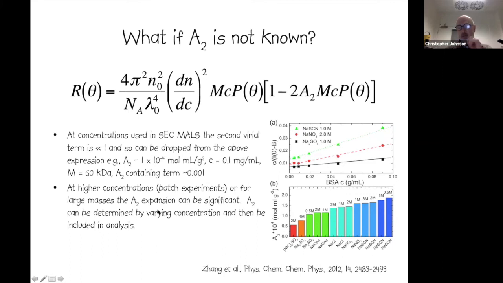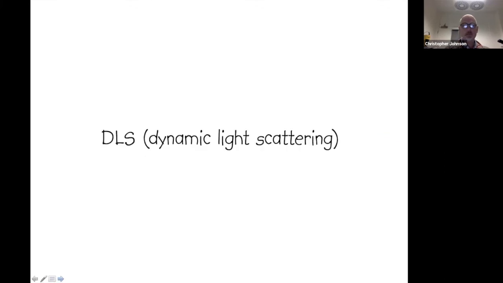If you want to do measurements at very high concentrations, which might be of interest, say, for formulation type approaches, then you might need to determine the second virial.